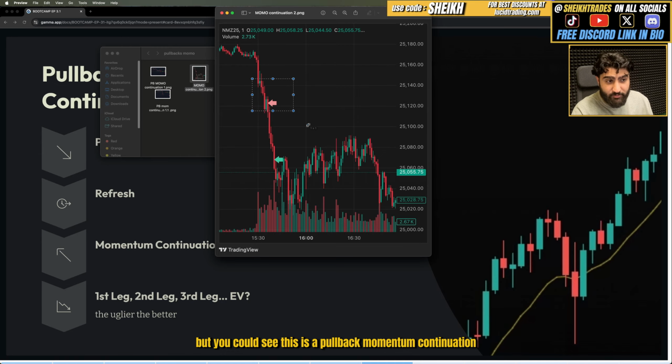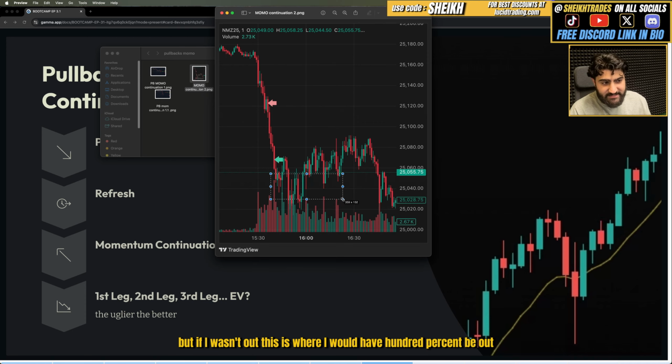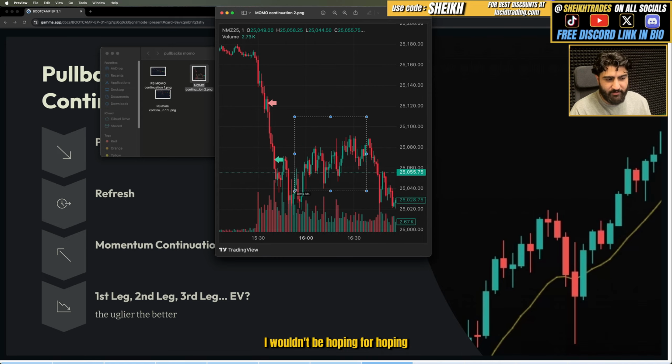But you can see this is a pullback momentum continuation. I'm joining the momentum. I'm joining the trade as it's going down. I'm trying to get a piece of it. And you could see if I was already out earlier, but if I wasn't out, this is where I would have 100% be out. I wouldn't be holding through this pullback. And that's just how I trade.